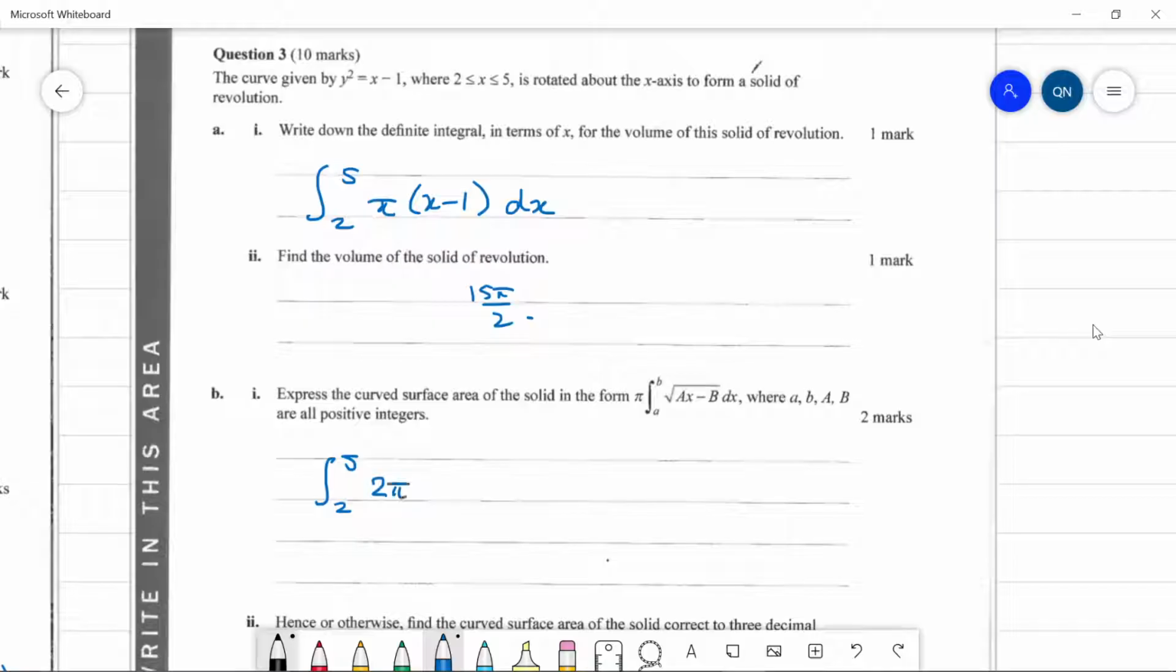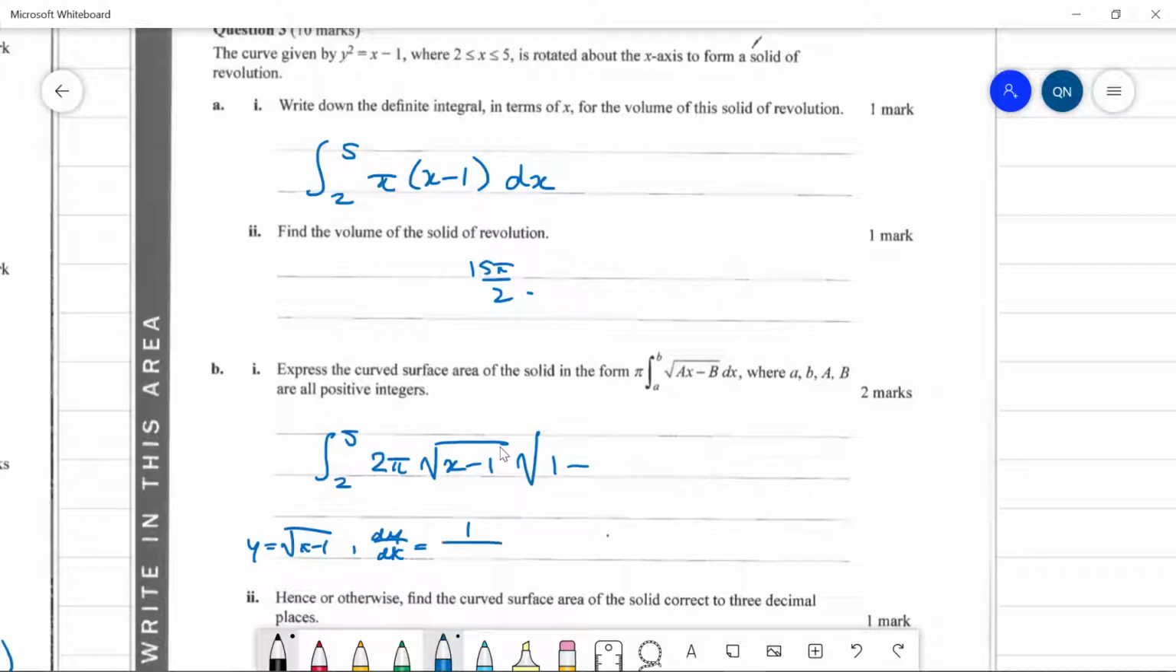So it's going to be 2 pi times the radius, which is y, which is just the square root of x minus 1. And then you multiply that by the square root of 1 plus the derivative of y squared. So first of all, what's dy on dx? So y is just the square root of x minus 1. So dy on dx is going to be equal to 1 over 2 square root of x minus 1.